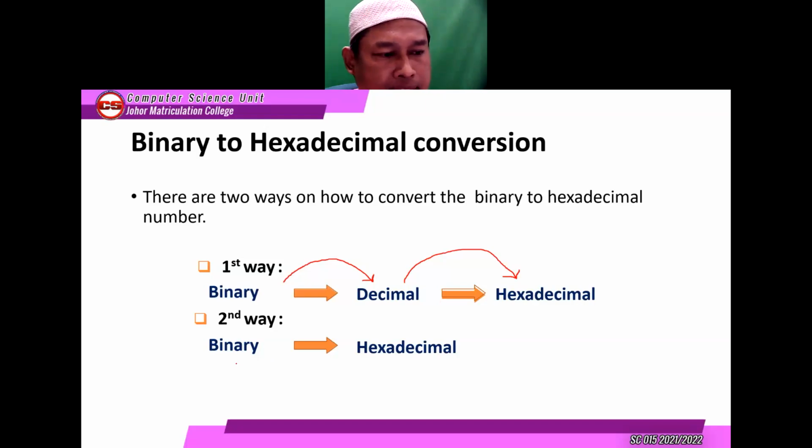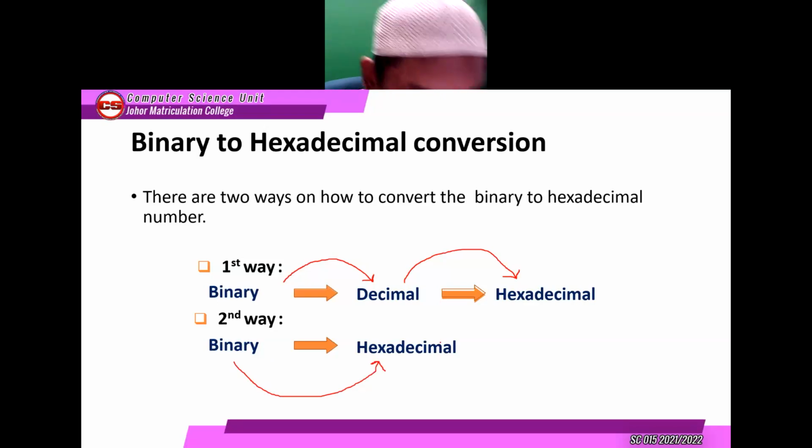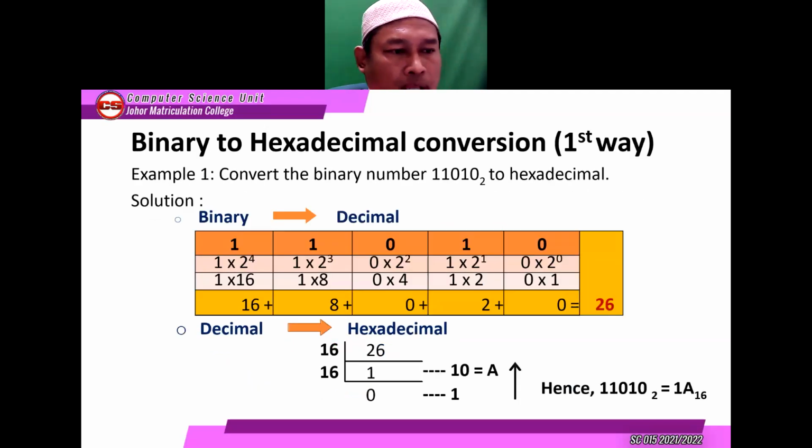And the second way is to convert binary numbers directly to hexadecimal numbers. This is the direct conversion from binary numbers to hexadecimal numbers. So there are two ways to convert binary to hexadecimal numbers. Okay, now the first way: how to convert from binary number to decimal numbers, and then from decimal numbers to hexadecimal numbers. For example, 11010 based on 2, convert to hexadecimal numbers.